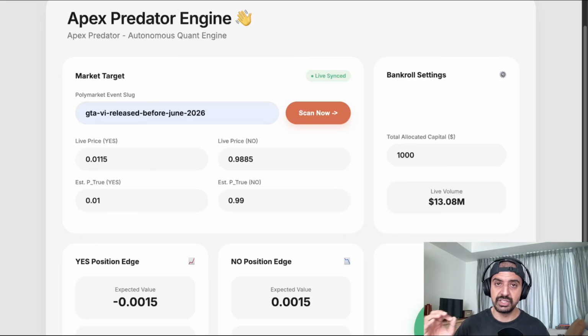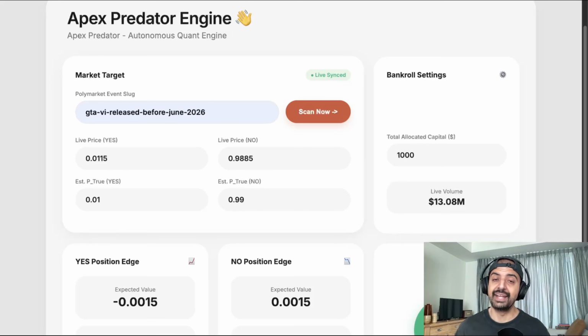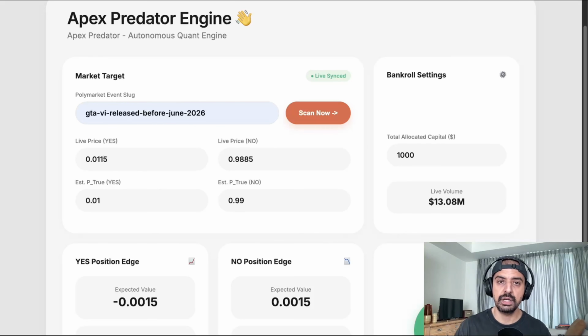Once the data is ingested into the dashboard, everything is synced up. This quant will then jump into action. Now you can see the live price here, which is $0.0115. And what that means is that the market is currently pricing this yes event at a 1.15% probability. So very low percentage, right?